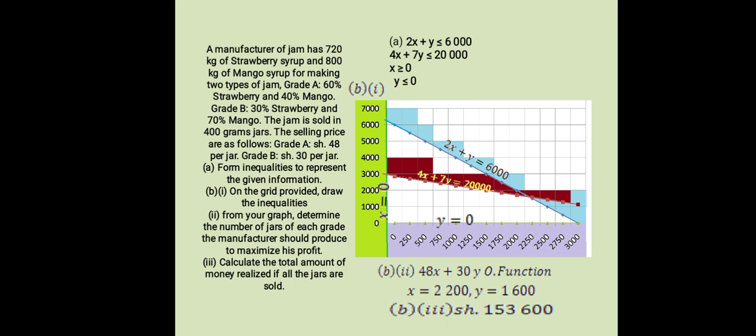B1. On the grid provided, draw the inequalities. B2. From your graph, determine the number of jars of each grade the manufacturer should produce to maximize his profit. B3. Calculate the total amount of money realized if all jars were sold.